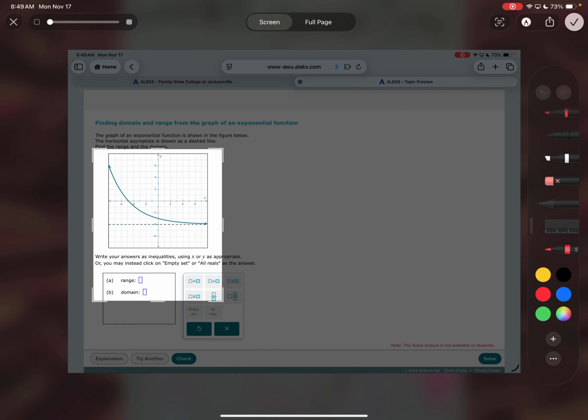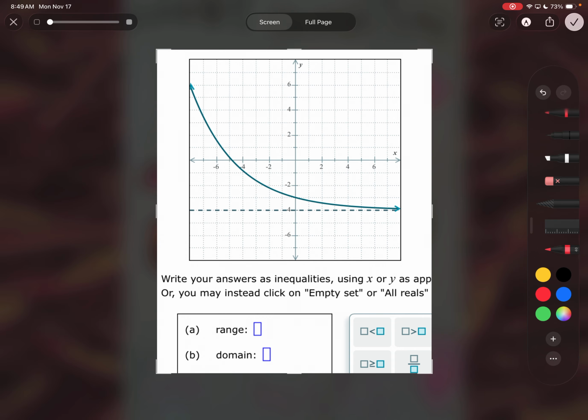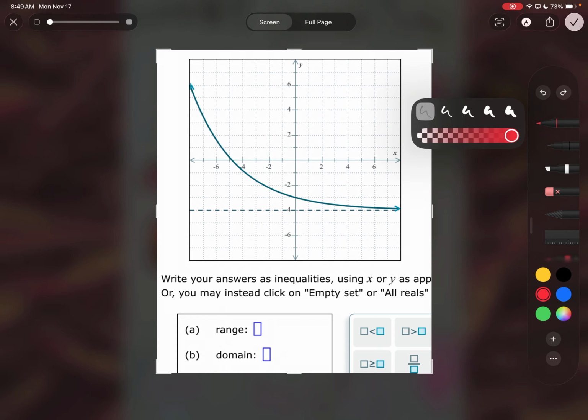So on this one, what I'm actually going to do first is I'm going to flip it up and down, and then I'm going to move it up 3. So I move that red dot up 3. Should be at -2. Okay. So now I find the domain and the range.